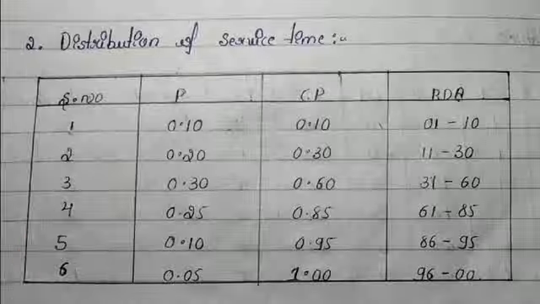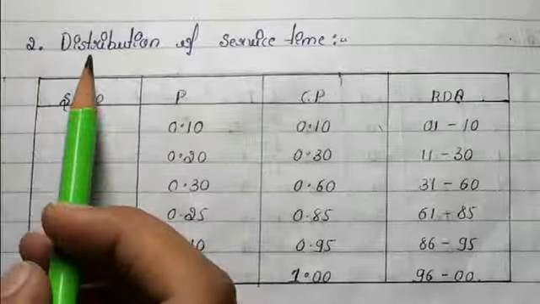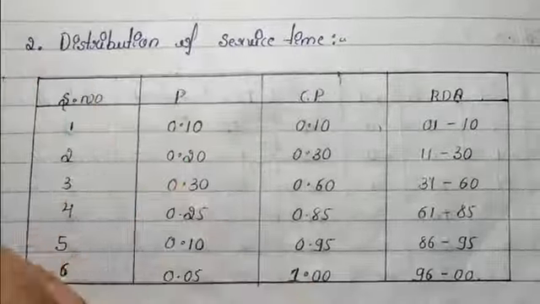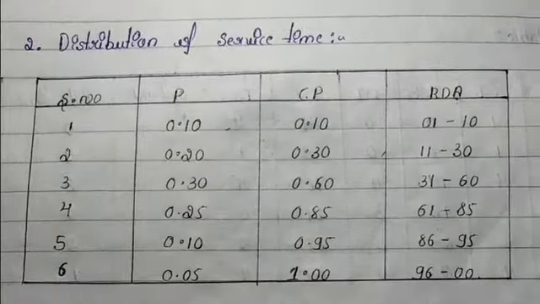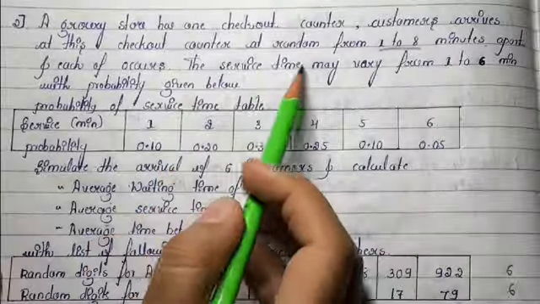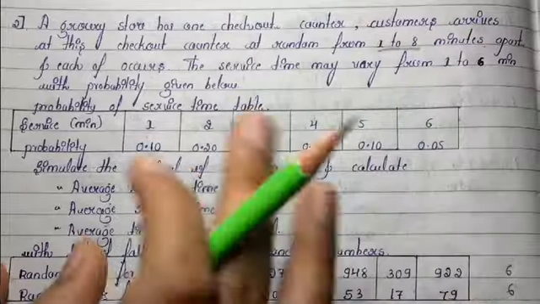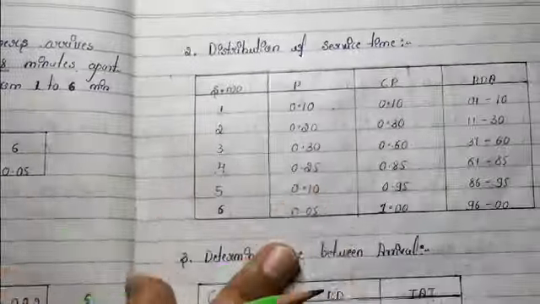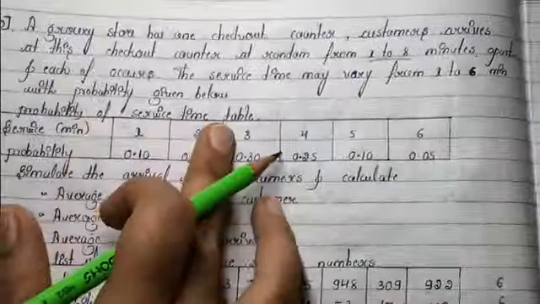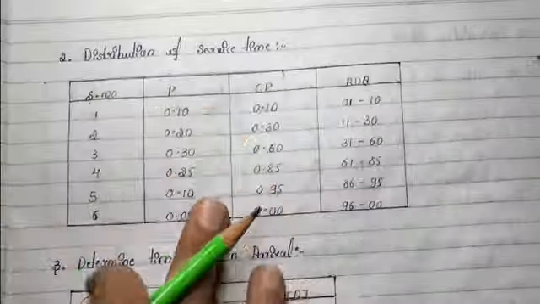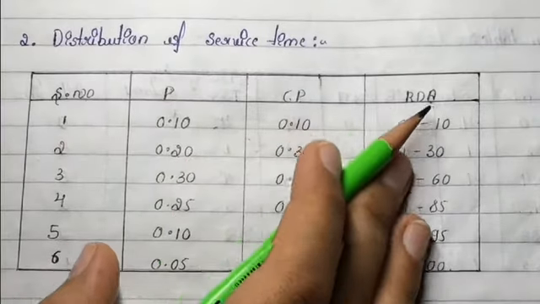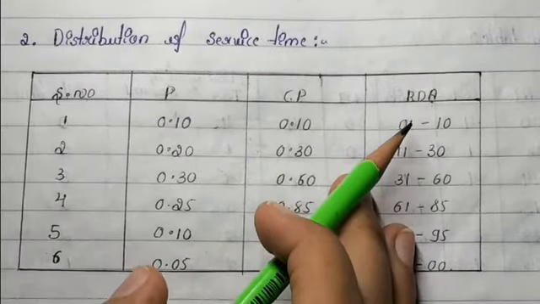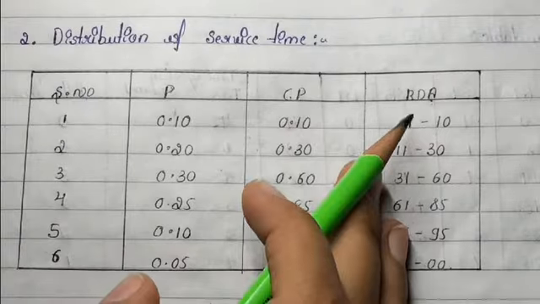Now the second step, that is the distribution of service time. The service time numbers can be known from the question, that is, the service time may vary from 1 to 6, so we are writing 1 to 6 here. The probability values are given in the question, so we are writing the probability values, and the cumulative probability and random digit assignment can be calculated the same way as we calculated in the first step.